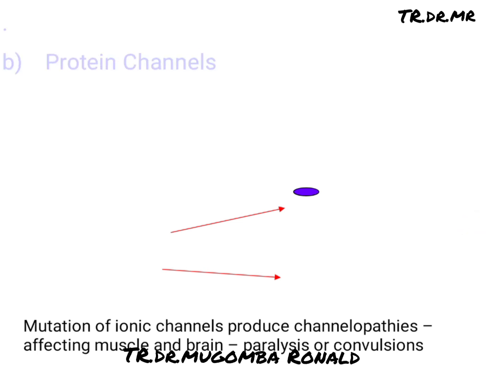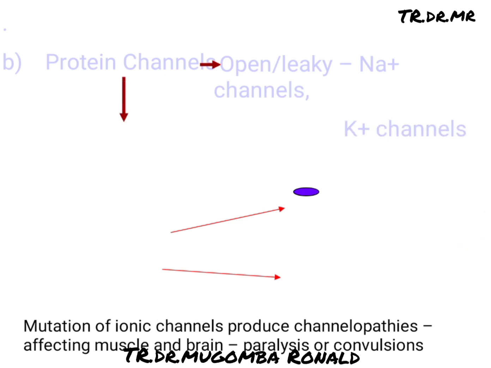Any mutation can take place on any of those carrier proteins. So you can look at the carrier proteins. They come into play when it comes to facilitated diffusion. The electrolytes which cannot cross with ease across the cell membrane will have to cross through special channels known as carrier proteins. These special channels are going to carry the electrolytes across the cell membrane, like the leaky sodium channels and the leaky potassium channels.